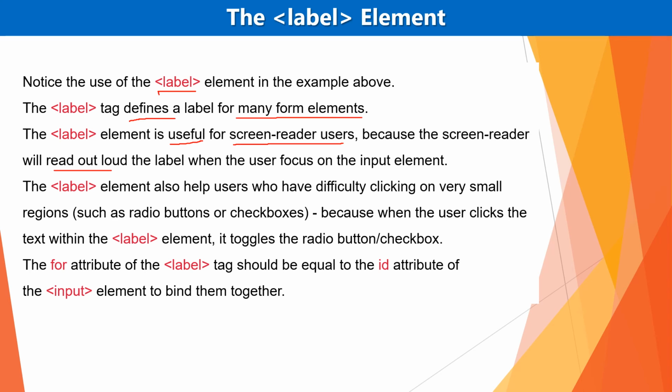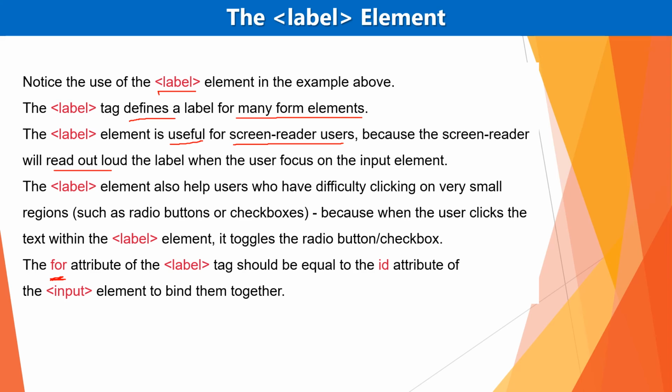The label element is also helpful for users who have difficulty clicking very small regions, like radio buttons or checkboxes on the form displayed in the browser, because when the user clicks the text within the label element, it will toggle the radio button or checkbox or even the drop down menu. The for attribute in the label is very important. We have already seen it in our last slide.